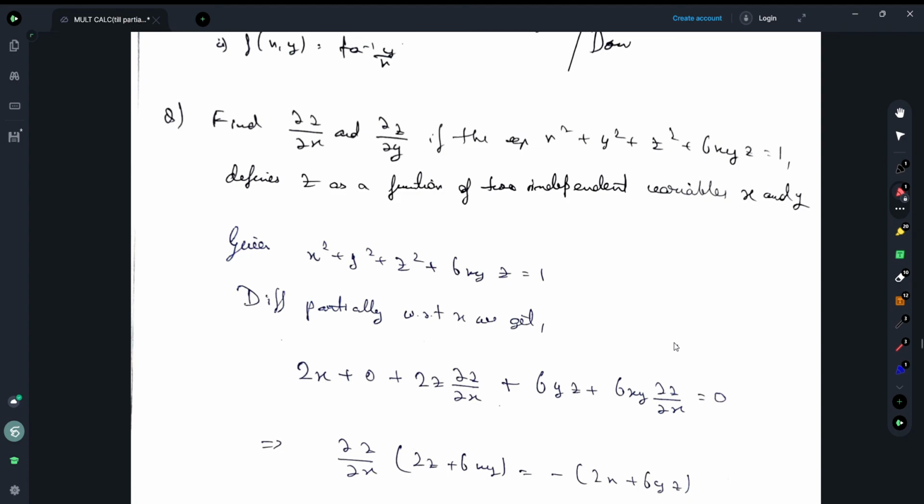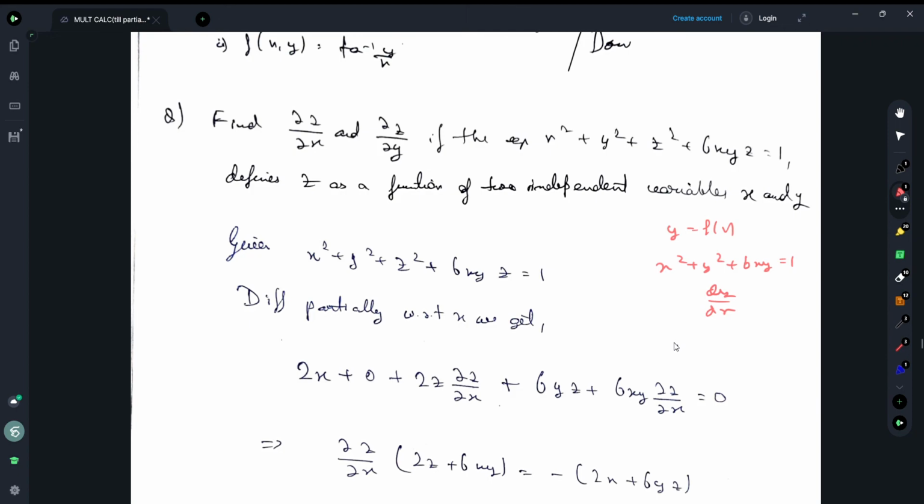let us recall one more thing. When we used to have a single variable function, let's say y is equal to f of x. Let us take a somewhat similar example. Let's say you have the function x square plus y square plus 6xy equals 1, and you need to find dy over dx. What we used to do? We used to differentiate this particular equation with respect to x.